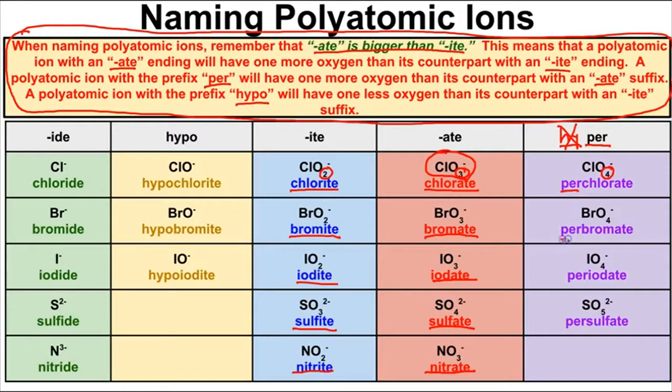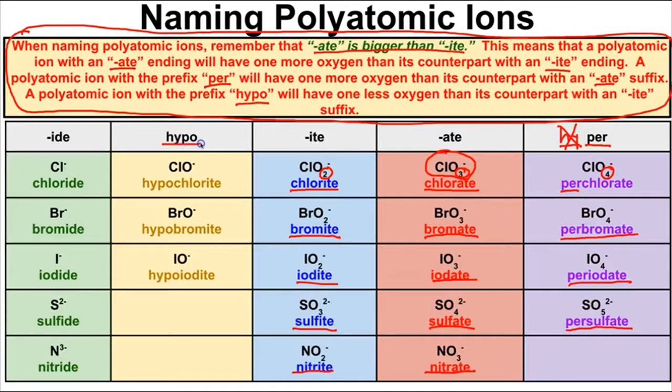For example, if we take a look at perbromate, it's BrO4 minus, whereas bromate is just BrO3 minus. If it has per on it as a prefix, it's going to have one extra oxygen compared to its counterpart that ends in ate. For example, periodate means it has one more oxygen compared to its counterpart that has the ate suffix on it. For example, persulfate right here has 5 oxygens, whereas sulfate is just going to have 4 oxygens. And there is no pernitrate for reasons that we'll talk about in a later video.